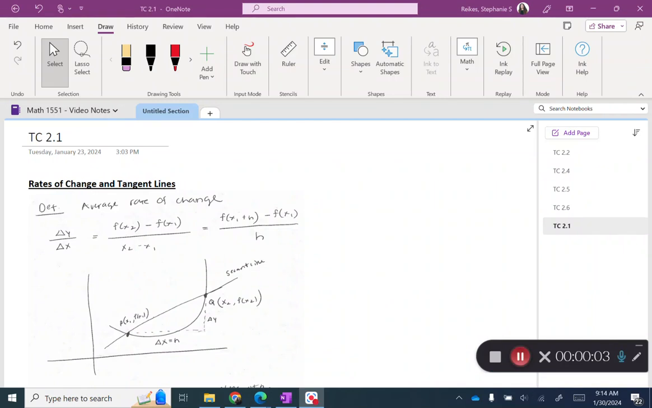In this video, I will go over rates of change in tangent lines. Let's start with the definition. The average rate of change is the change in y over the change of x, which is equal to f of x2 minus f of x1 all over x2 minus x1, which is equal to f of x1 plus h minus f of x1 all over h.